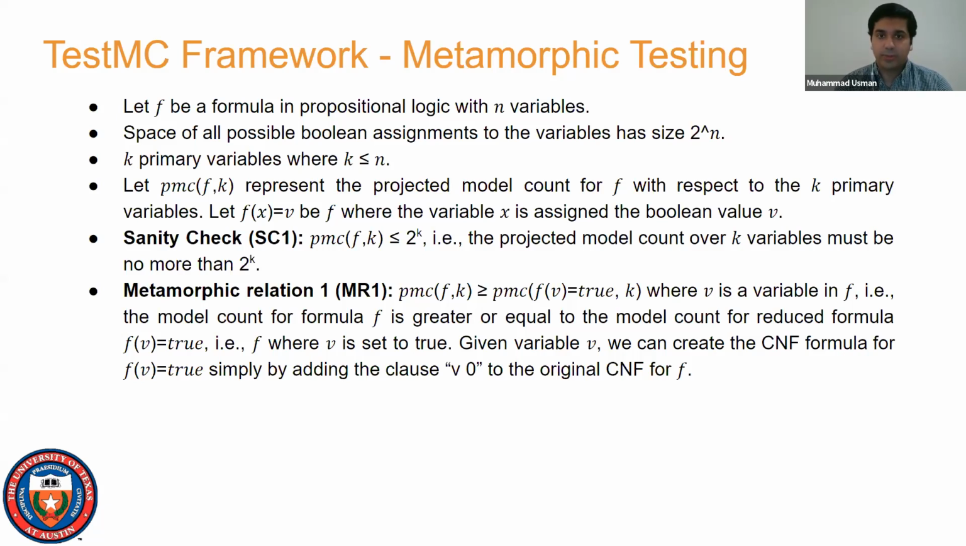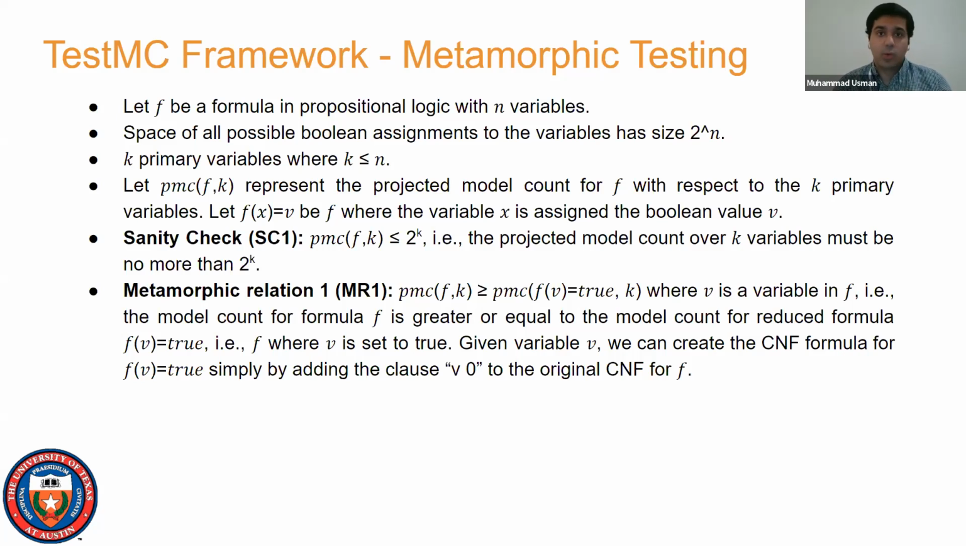In terms of the metamorphic relations, we have the original formula F, and we create a variation of that formula, which we call F prime. Based on the variation we created, we see what kind of relation should exist between the model counts of formula F and formula F prime. For example, in MR1, we take a variable from formula F and fix its value to true. That means the model count of the new formula should be less than or equal to the original, because all the possible solutions where variable V was false get removed, right? So the number of new solutions should be less than the original one.